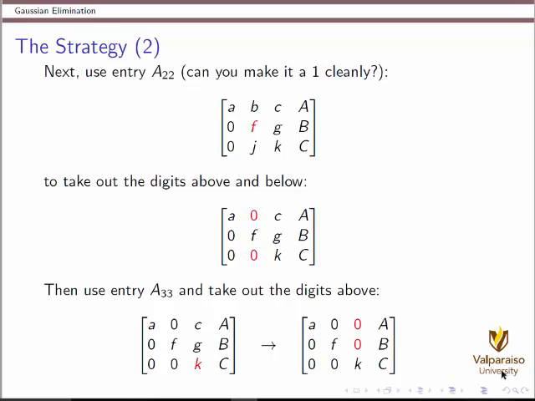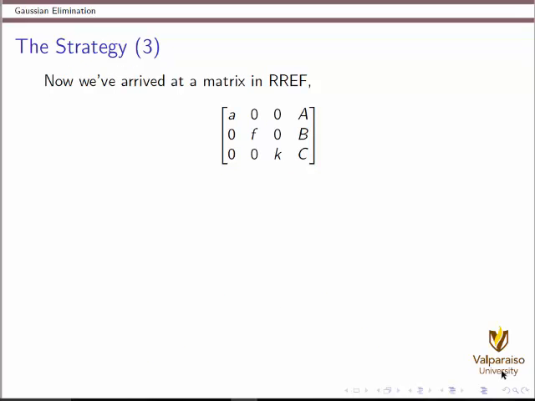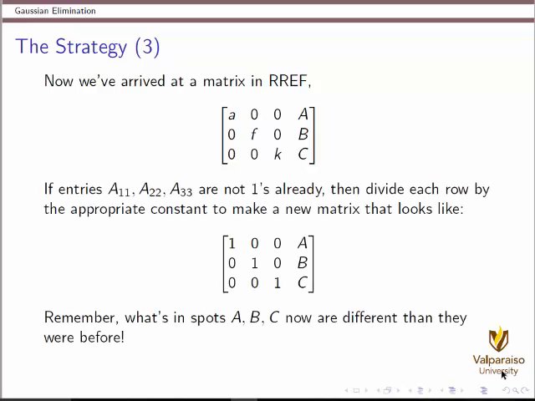Once we've taken care of that second column, we move to the third column, fix on the third digit in that third column, and take out the 2 above it with row operations. And you can see what we're building to here. We are really, really close to reduced row echelon form. It's just that those digits A, F, and K may not be 1s. At this point, then, you just go ahead and hit those rows with a multiplication or a division to turn them into 1s. And again, you're going to be changing the values of capital A, capital B, and capital C along the way. But now the solution to your system is sitting right in front of your face.